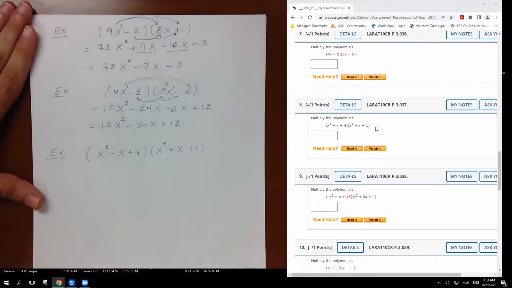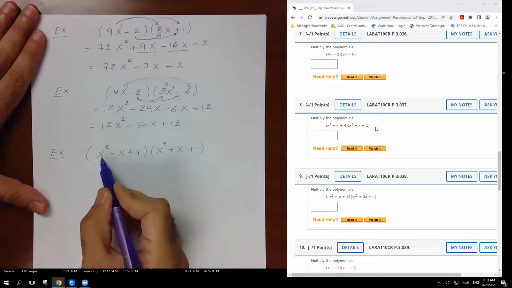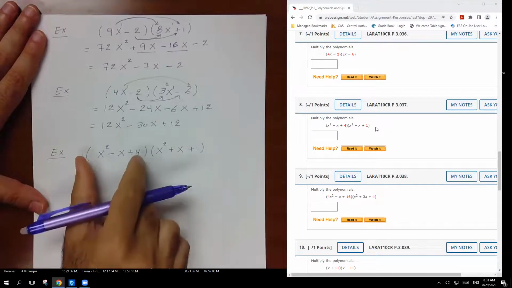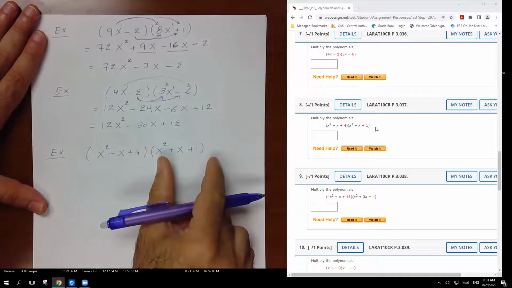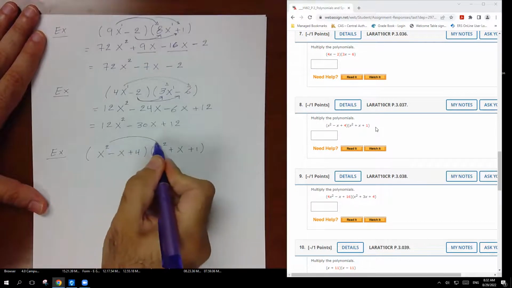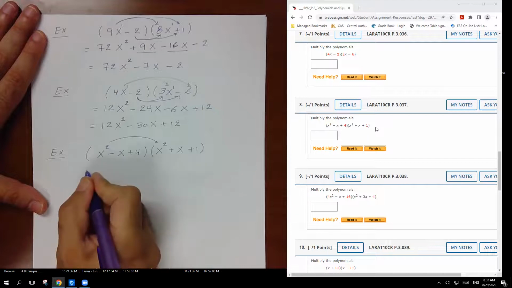So now let's work on this one. You're going to do exactly the same thing. x squared times x squared. Here is the first. With this one, you multiply these 3 terms by 3 terms. So you can start from the first one. x squared times x squared.